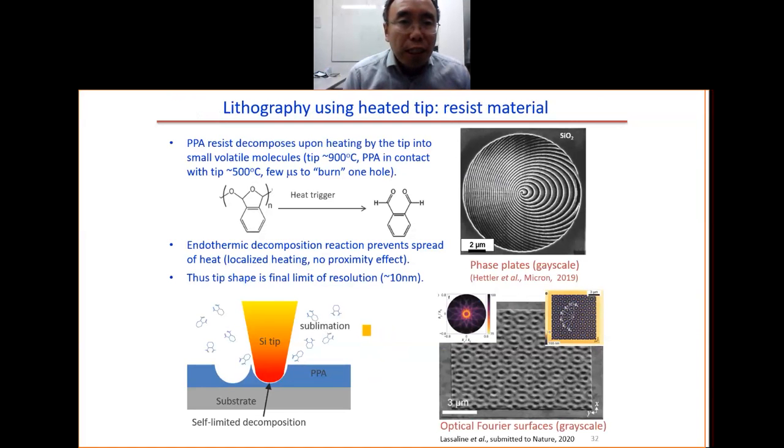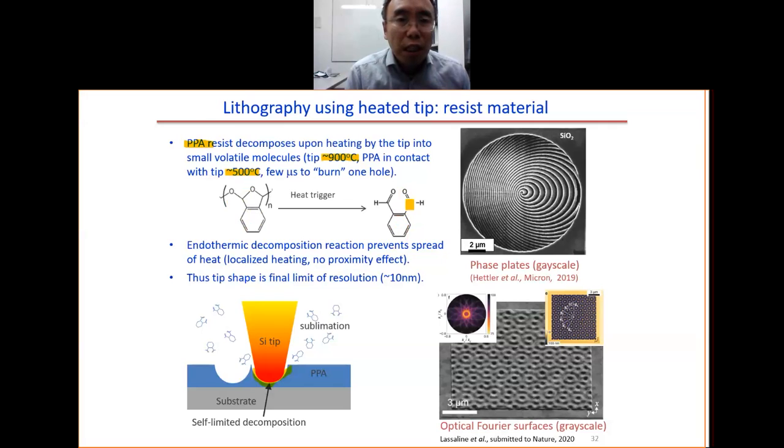But this one is the resist. The resist material is the PPA material. So this is the PPA. But this one will be decomposed at high temperature. So the tip is 900 degrees. The tip is very hot, 900 degrees. But because the tip is very sharp, like 10 nanometer, the heat transfer is actually not efficient. Even though the tip is 900 degrees, the polymer, the PPA in contact with the tip is only 500 degrees. This 500 degrees will decompose this polymer to form something volatile.